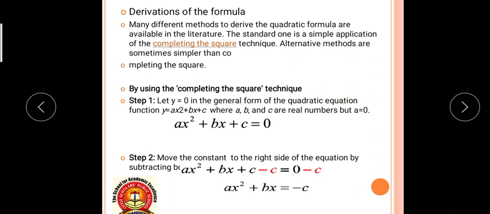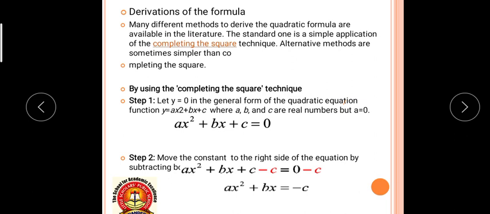How does this formula come? That is x equals minus b plus or minus square root of b square minus 4ac upon 2a. This formula is derived from the general equation of a quadratic equation, that is ax square plus bx plus c is equal to 0. Many different ways to derive the quadratic formula are available in the literature, but this one is the simplest method, and this formula is derived by the completing square method.